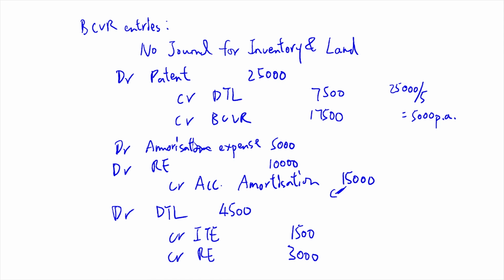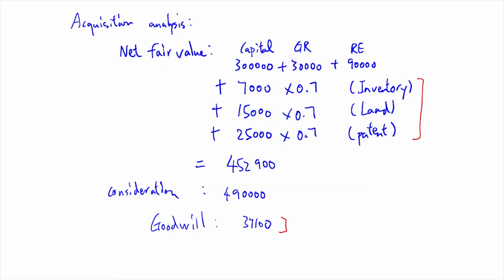So if we go back to the acquisition analysis, as you can see, we have already taken care of inventory, land, as well as patents. The final thing we need to take care of is goodwill, because goodwill is also a new asset that we want to recognize. So according to the question, goodwill, we got $37,100. So we're going to debit goodwill, and then we want to credit BCVR because there's no deferred tax for goodwill. Okay, that will be the journal.